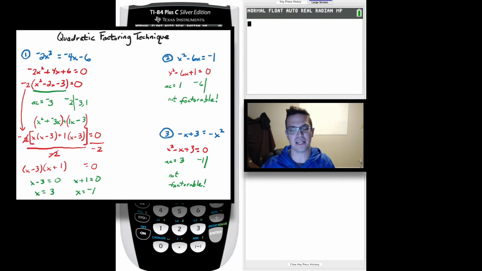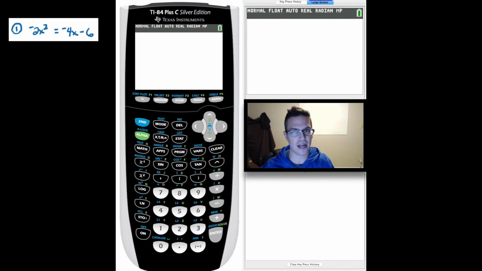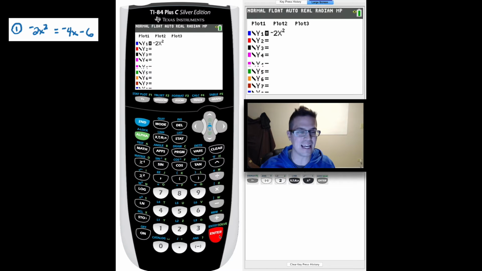in the last video. So we had that first one that was negative 2x squared is equal to 4x minus 6. Now, to solve this using graphing, what you're going to need to do using your graphing calculator is hit y equals, and for your y1, you're going to want to put the left side of the equation. You're going to want to put that expression into the y1. So you're going to put negative 2x squared. Okay. The second one for your y2, you're going to want to put negative 4x minus 6.